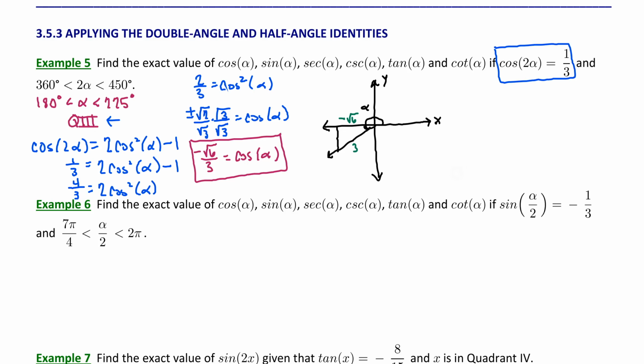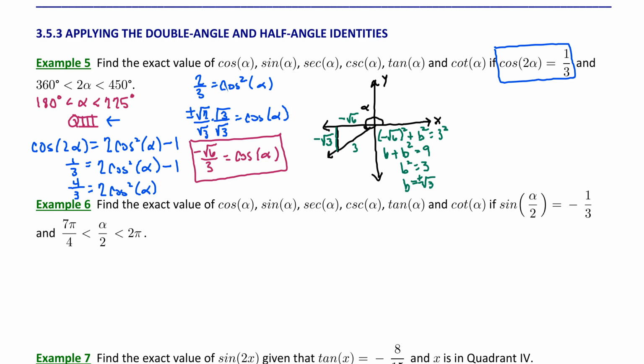We could then use the Pythagorean theorem to determine the length of this vertical segment. So we could write this as negative square root of 6 squared plus b squared equals 3 squared. I'm just going to call that vertical segment b. So we can solve this for b. My b's and 6's look alike, so read that carefully. Subtracting 6 from both sides, b squared is 3. Therefore, b is plus or minus square root of 3. But in this case, we're going to choose negative square root of 3 because it represents a negative y value.